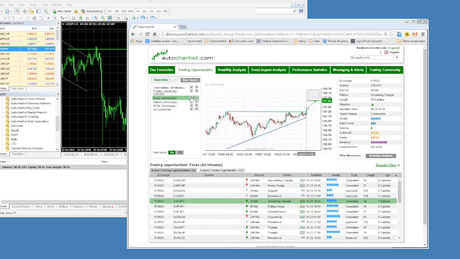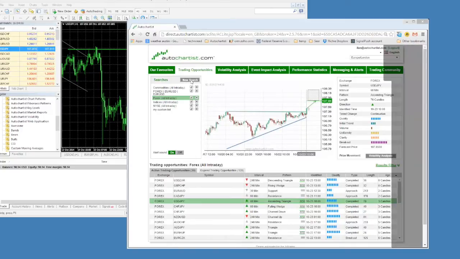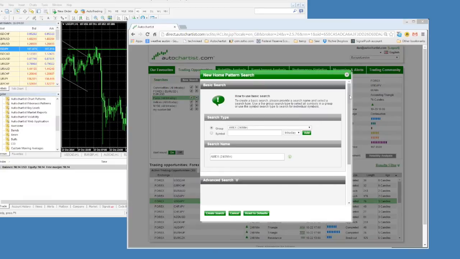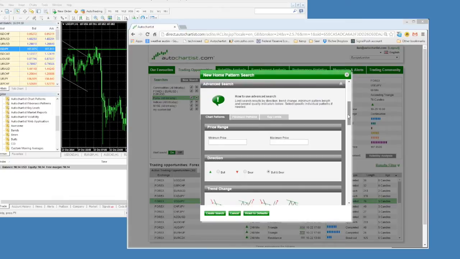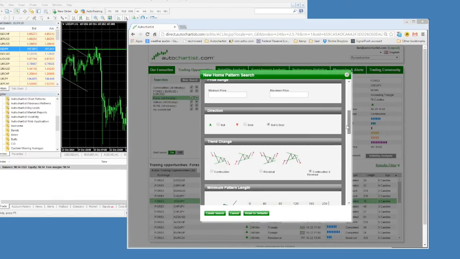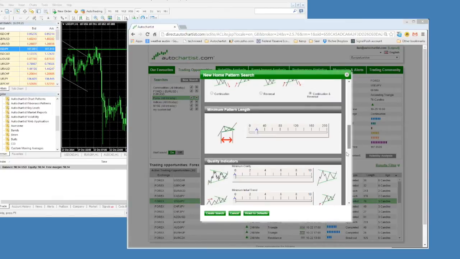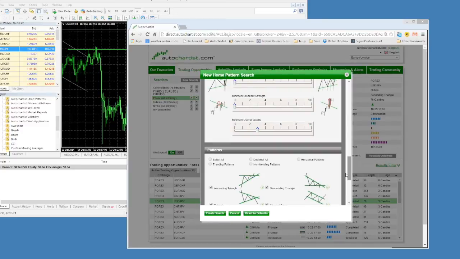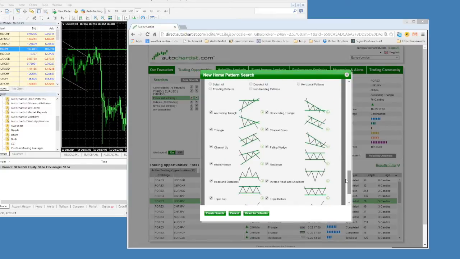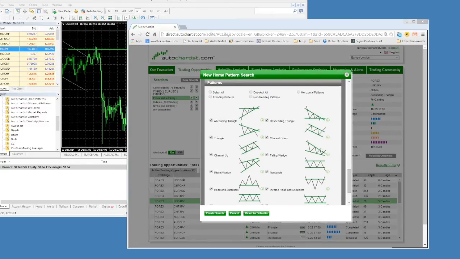You click on new search or edit one of the existing searches, what you'll actually get is a search screen. And at the bottom of the search screen, there is a button called Advanced Search. Now, if you open this Advanced Search and you scroll to the very bottom, you'll see a section called Patterns. This section shows you the types of chart patterns that Autochartist identifies.